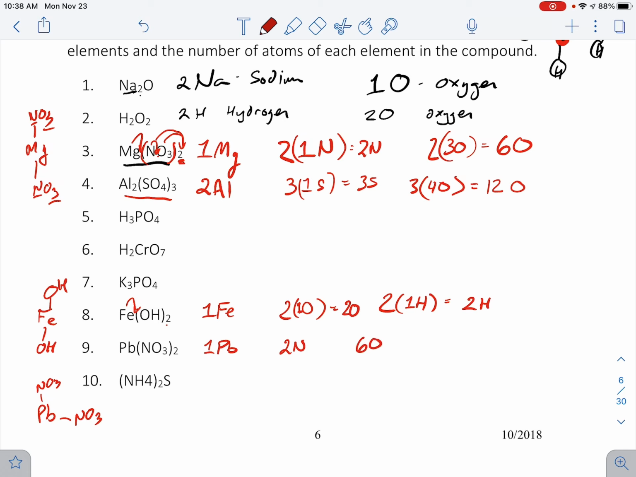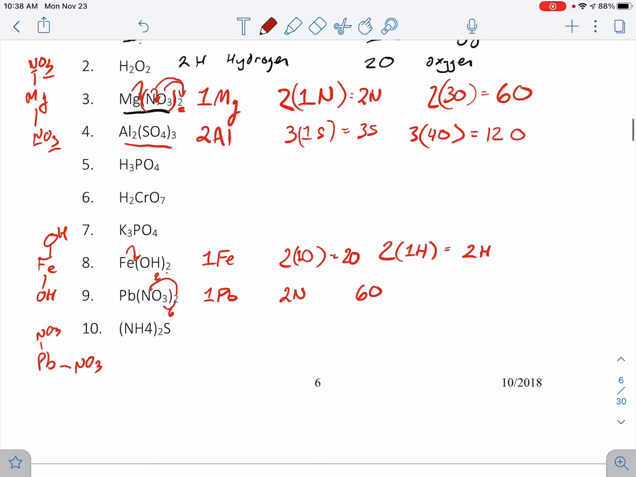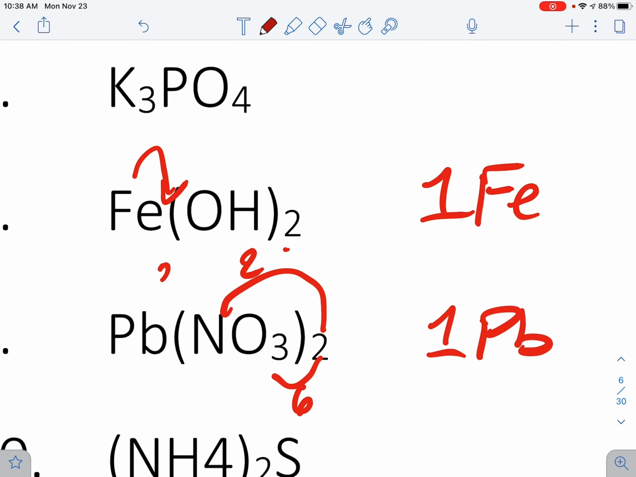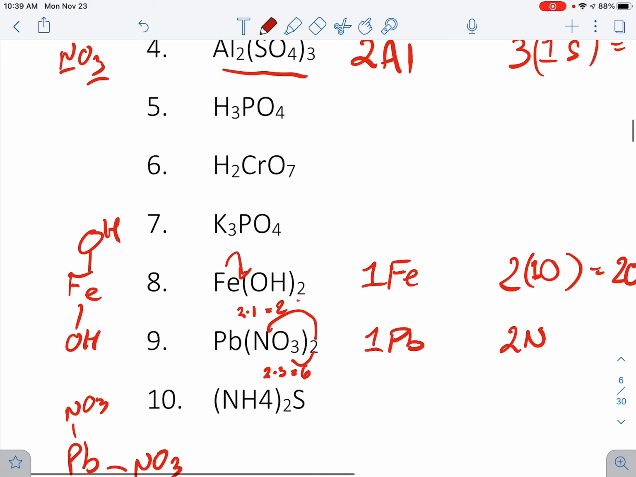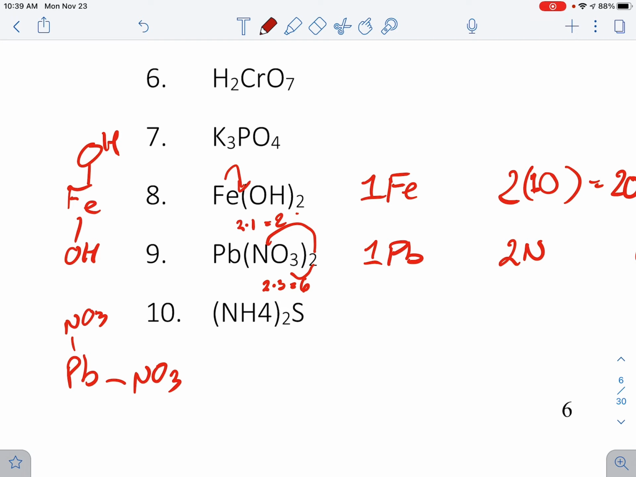Now I did the multiplication pretty quickly there. If you want, you can even do it here. So we can go like 6, and we can go 2. So 2 times 3 and 2 times 1, that gives us 2 and 6. So maybe I'll zoom in here and put some notes here. So 2 times 1 equals 2. 2 times 3 equals 6. Okay, let's look at this one here, NH4.